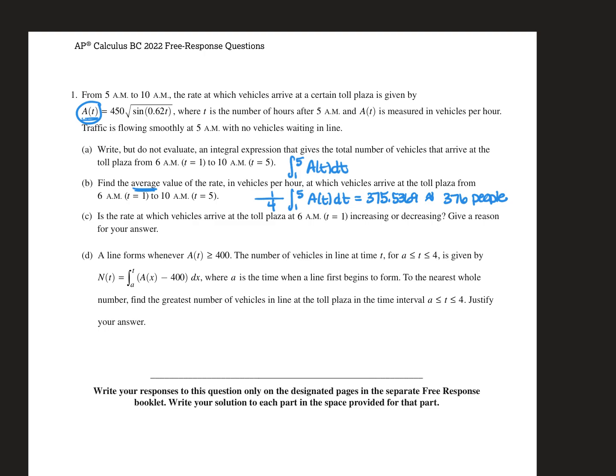Part C: is the rate at which the vehicles arrive at the toll plaza at 6 a.m. increasing or decreasing? So we're talking about the rate at which the vehicles arrive, and we want to know if that's increasing or decreasing. So we're going to talk about the rate of the rate. We have to take the derivative of A at the value 1. We do that in our calculator and we get 148.9472. Since A prime of 1 is greater than 0, we know that the rate of vehicles arriving at the toll is increasing.